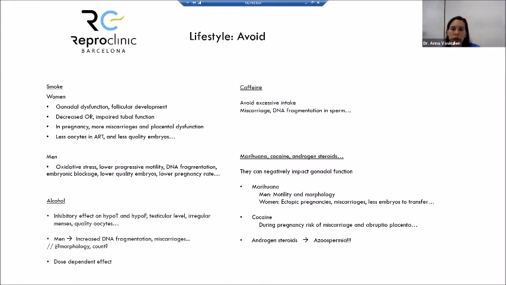And regarding marijuana, cocaine, all these drugs and other drugs, of course, we have to avoid them. They can negatively impact gonadal function, and also they can produce other problems. For example, marijuana, in men, can have an impact on motility and morphology. In women, it can cause ectopic pregnancies, so pregnancies outside the uterine cavity, miscarriages, less embryos to transfer in ART techniques. Cocaine can have a big impact on miscarriages and abruptio placenta, which can cause an urgent C-section.